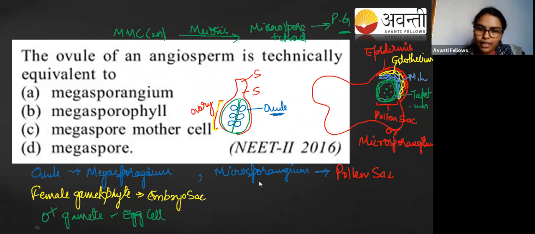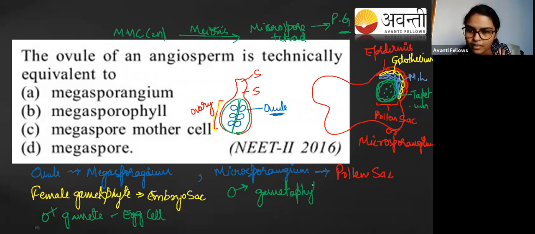Now, what about the male gametophyte? Tell me, which is the male gametophyte? This I have told you. See, these kinds of questions will be asked in NEET. They will not ask you direct questions. Very good. Now the answer is pollen grain. Very good, Deepika, Monisha, and all other people.